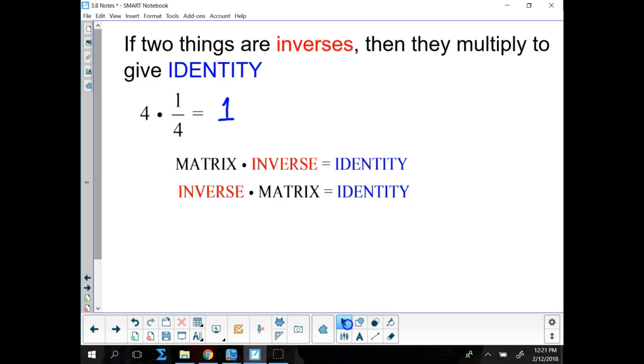What's the identity of a matrix? Is that like the 2 by 2? The identity of a matrix has 1s down the main diagonal and 0s everywhere else. Okay. We just spent 2 slides on it.